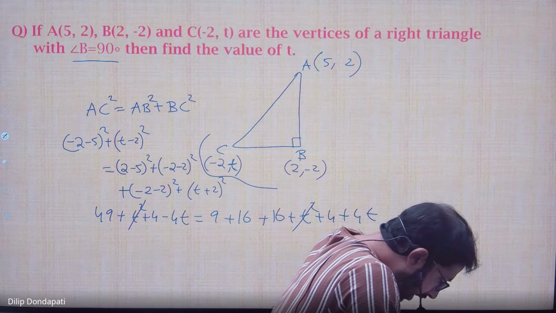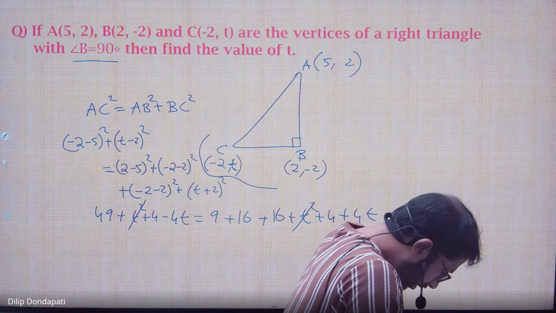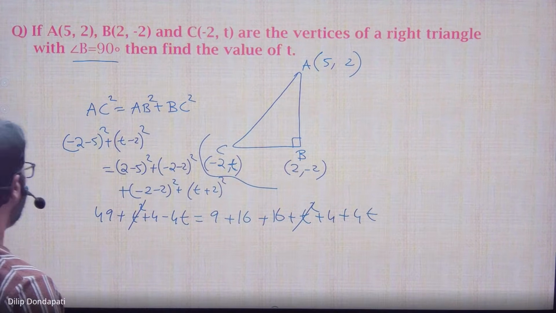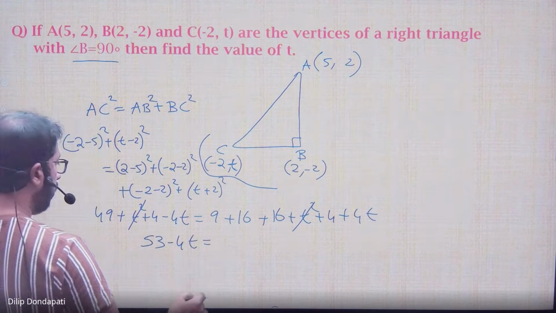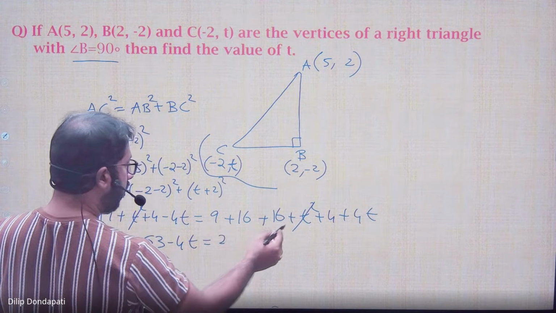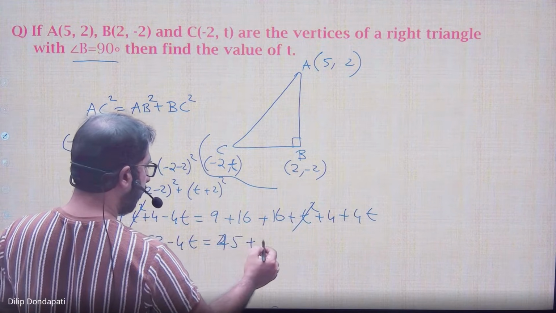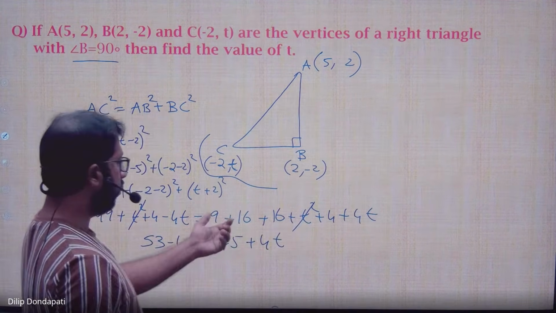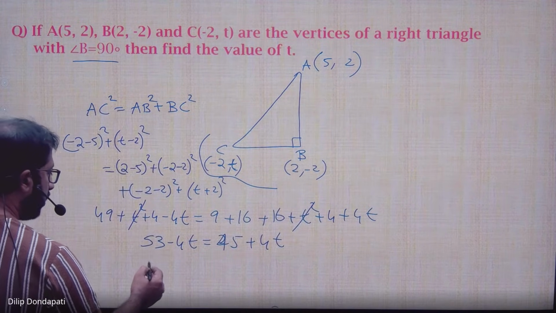Yes. Both are getting cancelled, t square is getting cancelled, right? And is anything left? So how much will it be? For me, everything is getting cancelled. So 49 plus 4 is how much? The numbers are also getting cancelled. 53 minus 40 is equal to 25 plus 20, 45 plus 40, right? So bring all to one side, this side. So 53 minus 45 is how much?